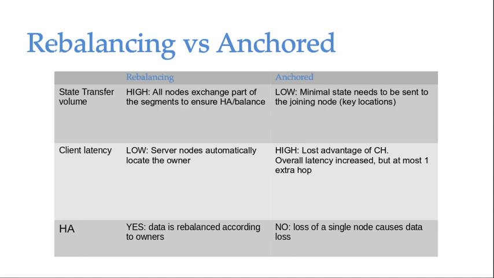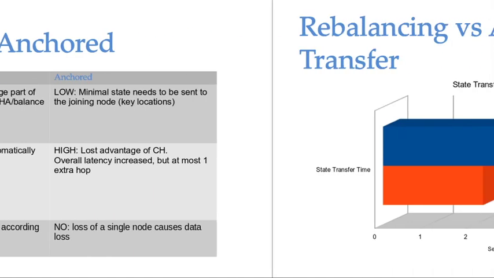With anchored keys instead, client latency increases. I've set it to high. It depends, it's using just a round-robin algorithm, but at most this is actually one extra network hop, because you connect to a server node, and that server node determines who the owner of the data is, and then forwards the request to the actual owner. High availability. Rebalancing obviously has it built in, and currently anchored keys don't have high availability. So loss of a single node can cause data loss. We'll see how that's fixed.